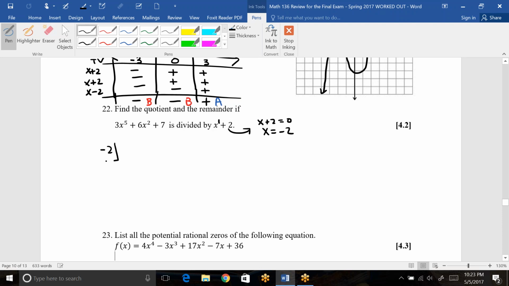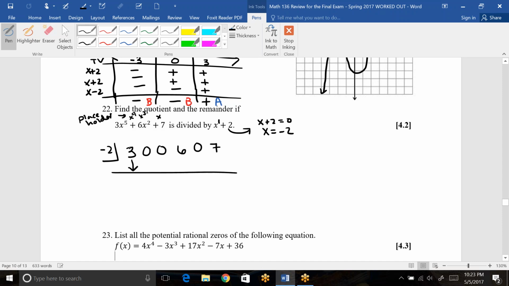So I'm going to have a negative 2, and then I start writing my numbers. Remember, I'm missing x to the 4th, x to the 3rd, and x here, so I'm going to need some placeholders. Our placeholder is always a 0. So I have a 3 for the x to the 5th, a 0 for the x to the 4th, a 0 for the x to the 3rd, a positive 6 for the x squared, a 0 for the x to the 1st, and then a 7.